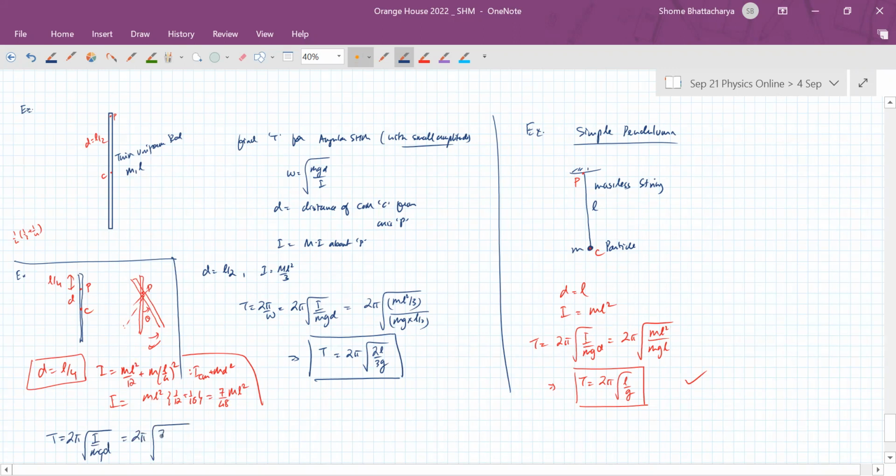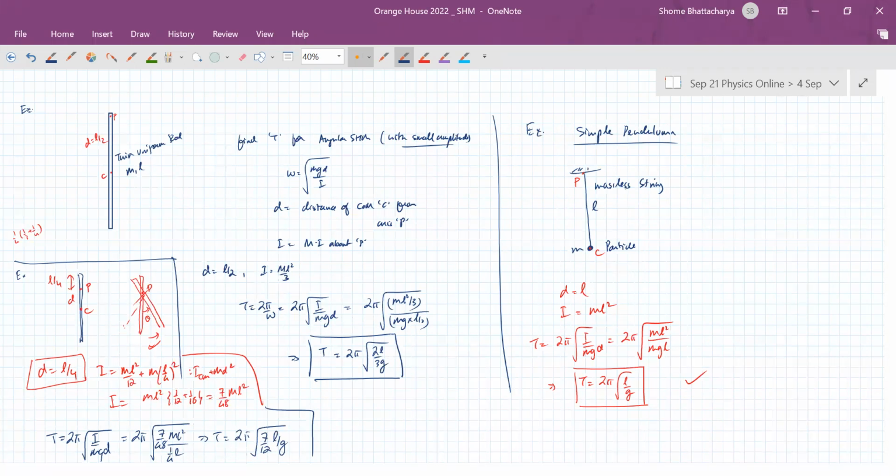I would give you a factor of 7/48 and d would give you a factor of 1/4. The time period would become 2 pi under root 7/12 L/g. Instead of 2/3 inside the square root, we have 7/12. So that is how you have to basically do the variation problems. So the variation is basically about calculation of moment of inertia and the distance of the center of mass. So you can see this part of SHM is really very simple.